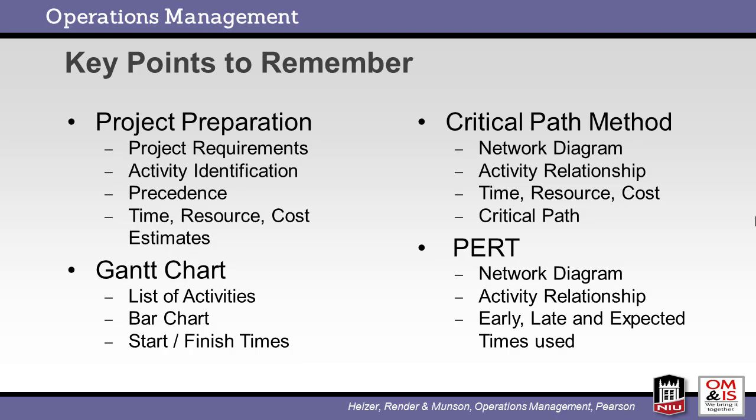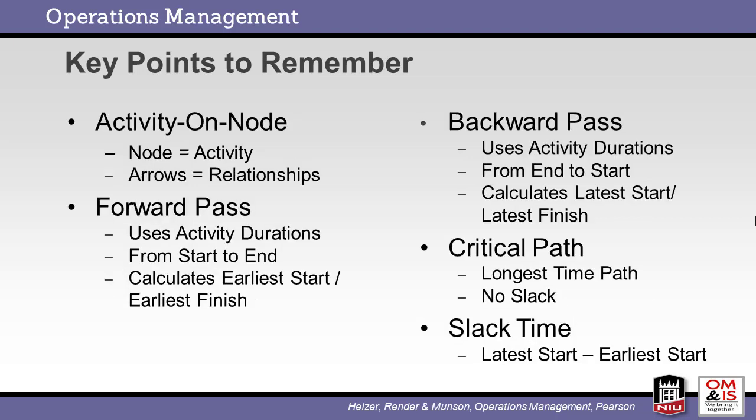Next, we reviewed the critical path method, or CPM, and the program evaluation and review technique, or PERT. Both are network techniques that link activities by their relationships. Time, resources, and cost data are added to identify the critical path. The big difference is that the PERT technique uses a more complex model to estimate the time. Next, we reviewed an example using the Activity on Node network. Each node represents an activity with arrows connecting the nodes based on their precedence.